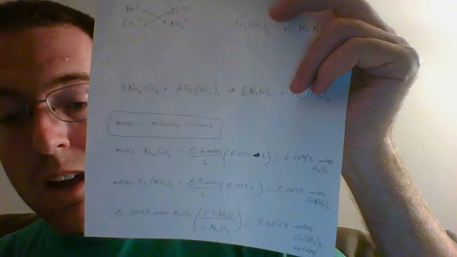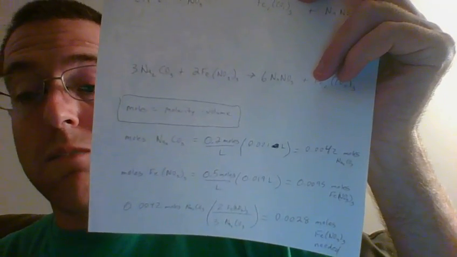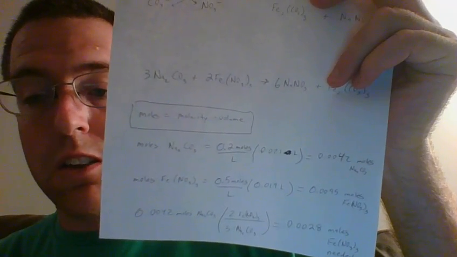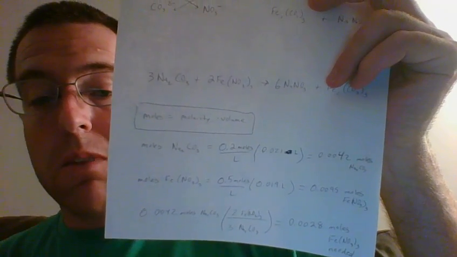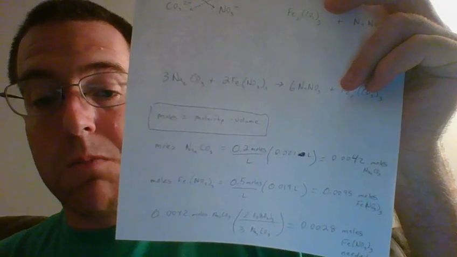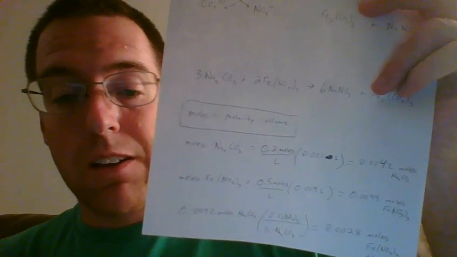Now we compare that to how many moles we actually have, and it turns out we have more iron(III) nitrate than we need. So this means then, which chemical should be limiting? I'll leave that to you to figure out.